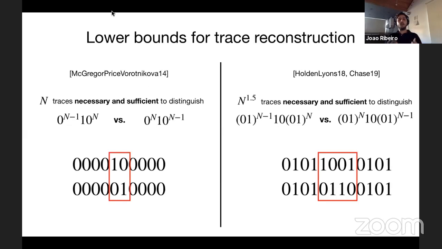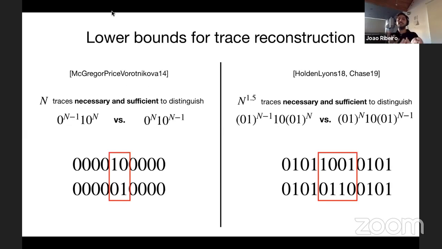The reason why this is easy to analyze is that trace reconstruction for these strings is essentially equivalent to distinguishing two binomial distributions with slightly different parameters. And there it's a very easy argument to show that n samples from these binomial distributions are required for you to distinguish between them with high probability.